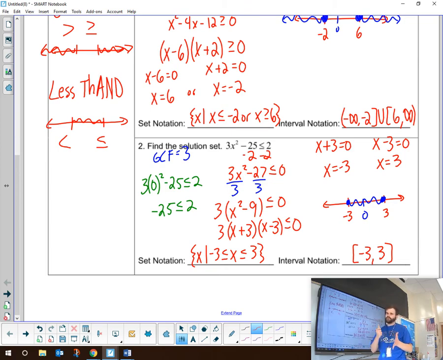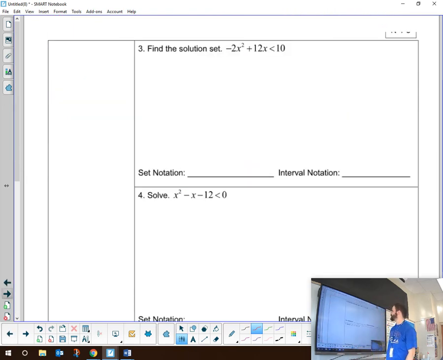So hopefully you remember, brackets means it's equal to, parentheses means it's not equal to, closed circle equal, and we're just going to get some more practice doing all this. Okay, so let's turn the page and let's jump here to number 3.